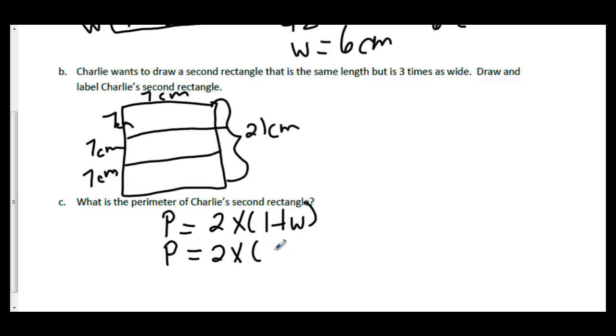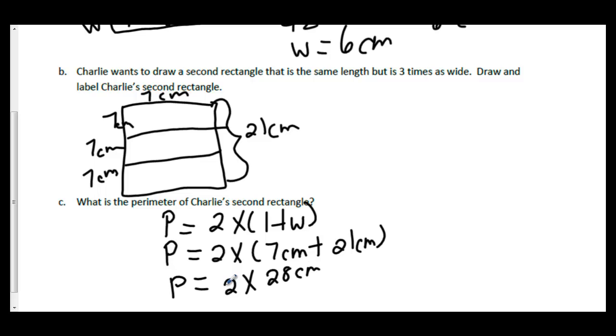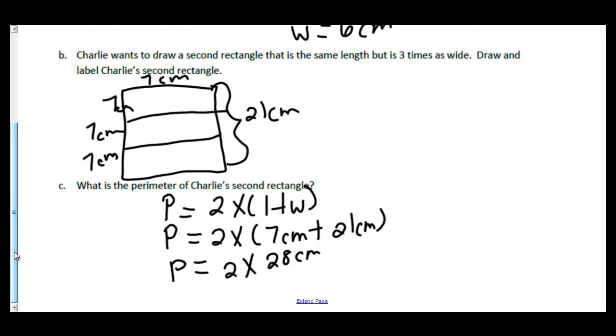Right, so the length is 7 centimeters and the width is 21 centimeters. So the perimeter is going to be 2 times 28 centimeters. And 28 times 2 is 56. So the perimeter is 56 centimeters.